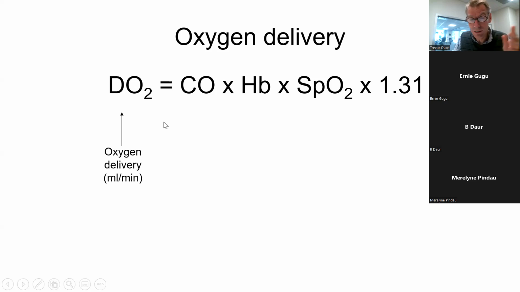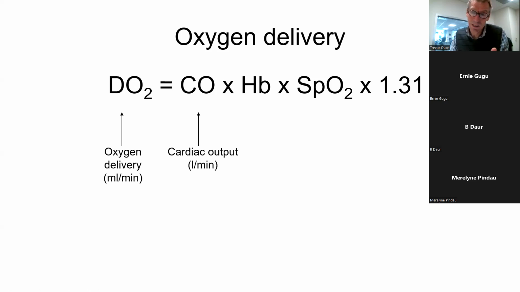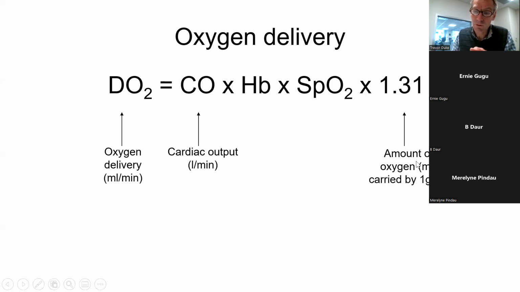So the oxygen delivery, don't worry about the units, but it's in mils per minute, equals the cardiac output, and that equals the heart rate times the stroke volume. Now that we are learning a bit about echoes, we understand what stroke volume is, but the heart rate times the stroke volume is the cardiac output. This factor here, 1.31, is the amount of oxygen in mils that's carried by 1 gram of hemoglobin. It's just a constant.